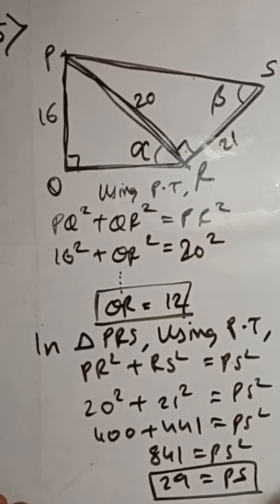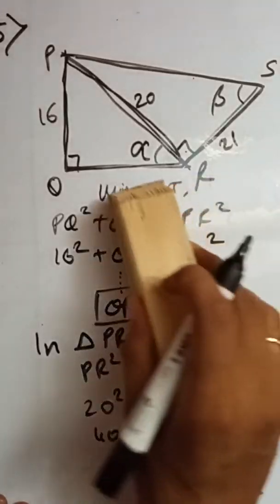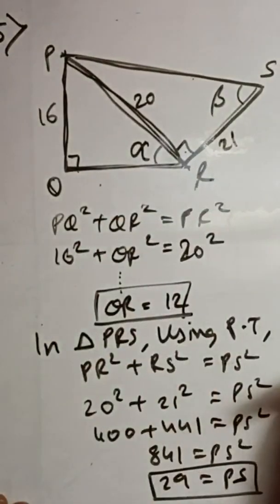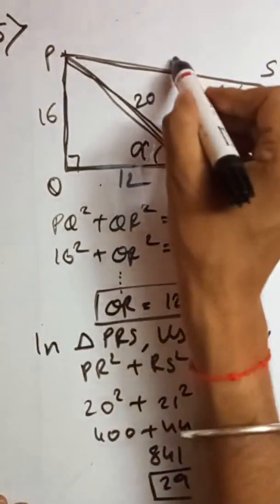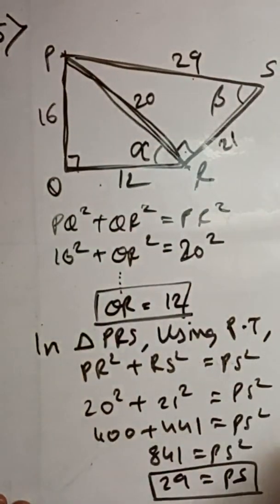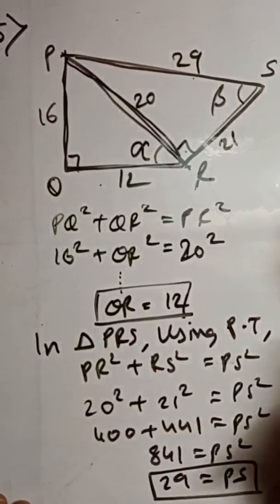So now I have all the sides. I have QR as 12. I have PS as 29. First, you have to find all three sides. Okay, copy it.